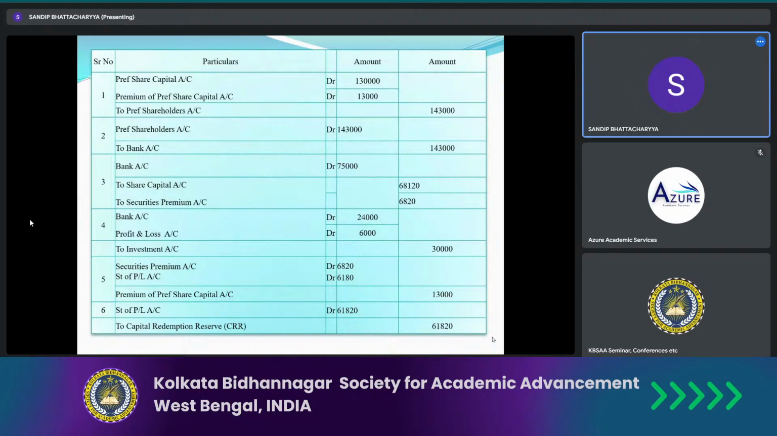30,000. Now in journal entry number 5, that is securities premium, that means premium on redemption. How much premium? 13,000. That is premium on preference capital account is 13,000. So you must fetch this premium value from your free reserve. That is securities premium account debited with 6,820. Statement of profit and loss account debited with 6,180.